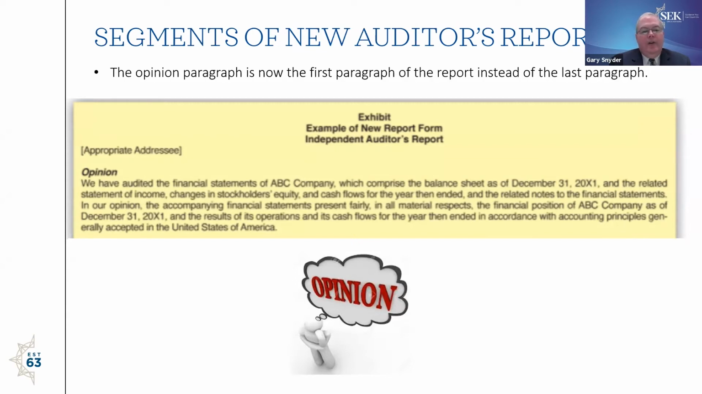So again, we have audited the financial statements of the company, which comprise a balance sheet and the related statements of income and cash flows for the years then ended, and the related notes to the financial statements. In our opinion, the company's financial statements present fairly, in all material respects, the financial position of the company as of December 31st, and the results of its operations and its cash flows for the years then ended in accordance with generally accepted accounting principles. So again, that's not much different than we have now, but it is at the beginning of the report.